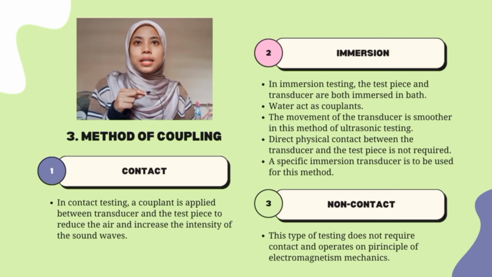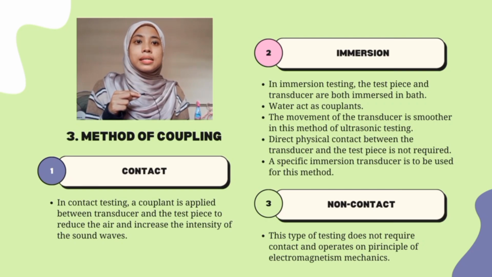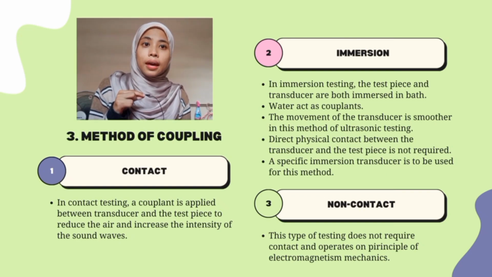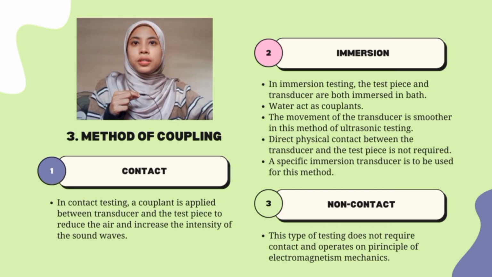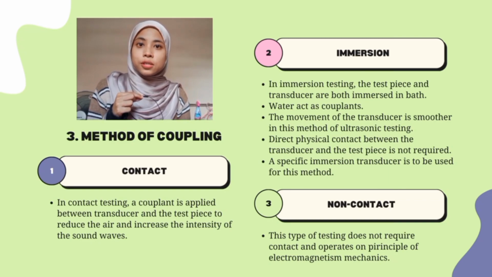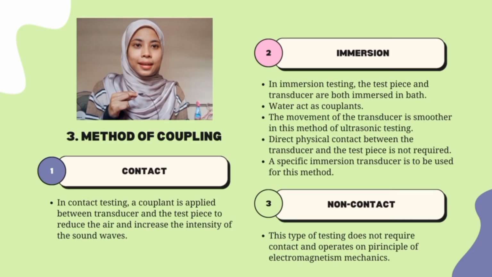In contact testing, a couplant is applied between the transducer and the test piece to reduce the air and increase the intensity of the sound waves. The second part is immersion. In immersion testing, the test piece and the transducer are both immersed in a bath. The picture of how this is conducted will be shown in the next slide.